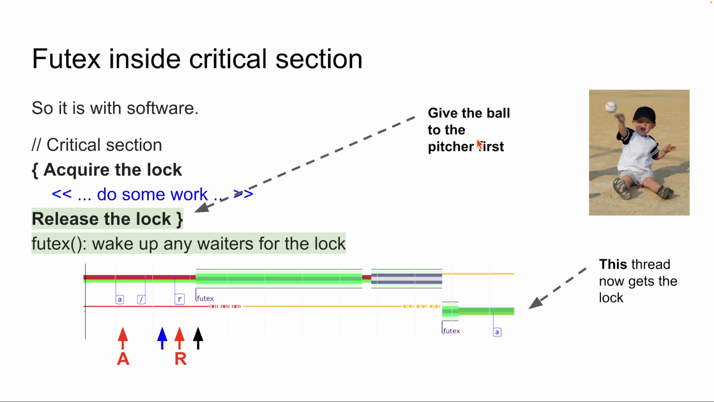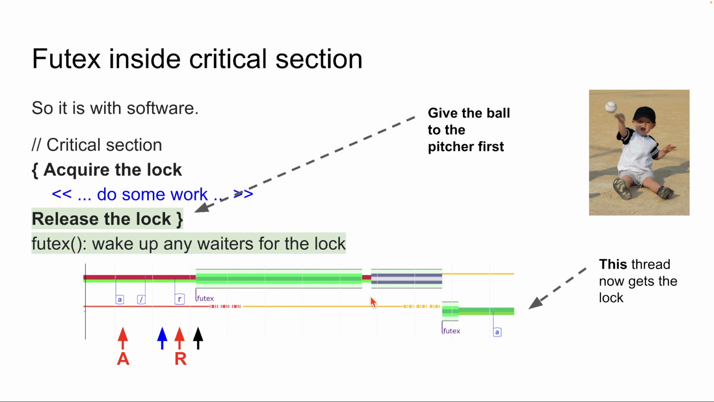So you give the ball back to the pitcher first, release the lock, and then you get the sequence you'd like to have, that you acquire the lock, do some work, release the lock, and then call Futex and wake up others, and then they have a chance to get the lock. This doesn't completely remove the problem. It's possible after releasing the lock to get context switched right before calling Futex, and then it takes a long time to wake up others that are still waiting for the lock.